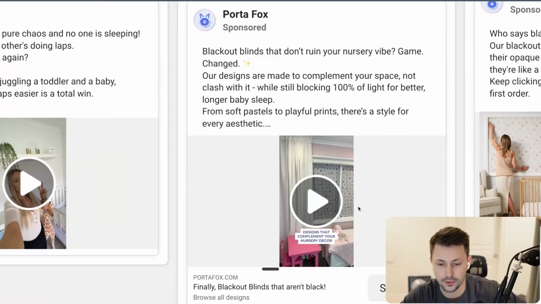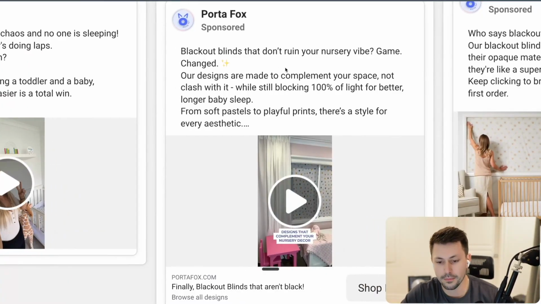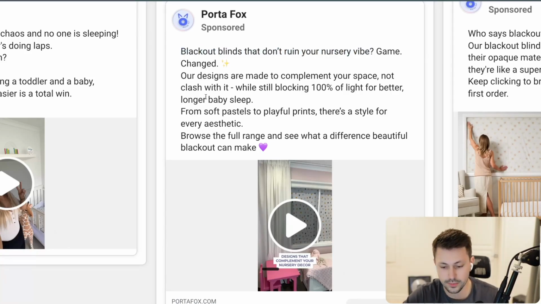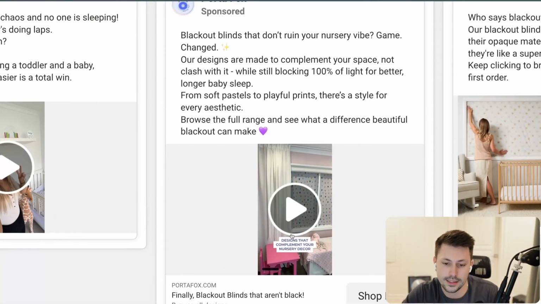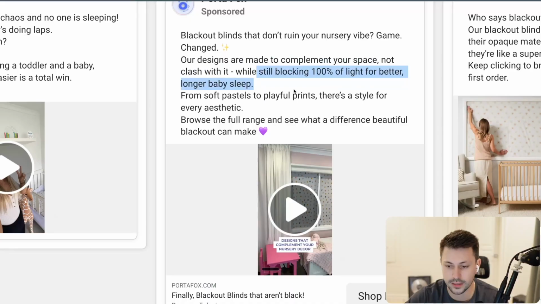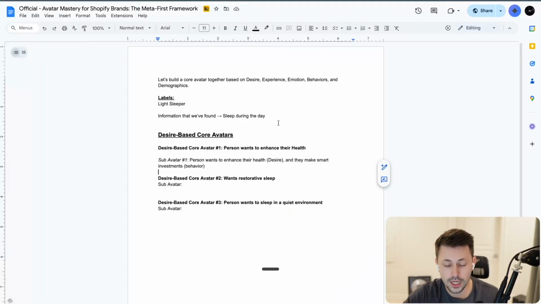So look at these people. Portafox: these are blackout blinds that don't ruin your nursery vibe. This is very interesting because they're going more for a design aesthetic. Our designs are made to complement your space and not clash with it while still blocking 100% of the light. So they're going after a very specific avatar here, someone who even has this desire. So this is even smaller, right?